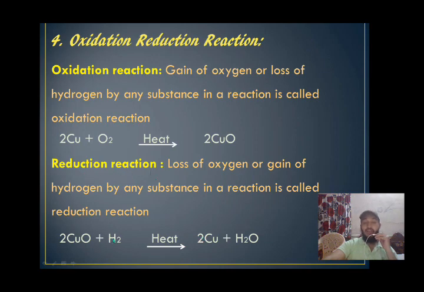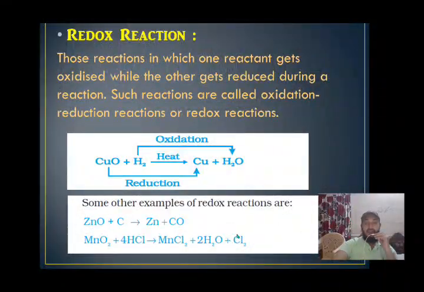But in respect of hydrogen, if we see here that hydrogen is converting into H2O, so here gaining of oxygen takes place. But for copper oxide, loss of oxygen is taking place. So conversion of CuO to Cu is an example of reduction, and this is a redox reaction.